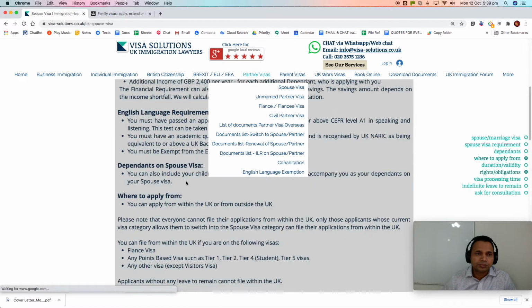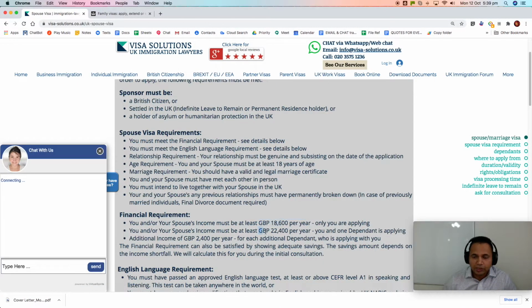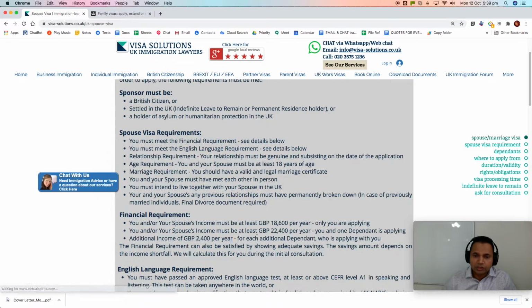So, for example, the financial requirement you will see under the partner visas and the spouse, you click here, then you will see 18,600 is for one applicant, 22,400 is one applicant plus one dependent, and 2,400 additional per additional dependent from the second one onwards.